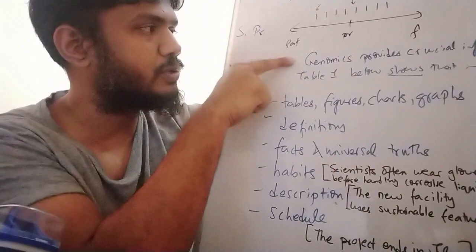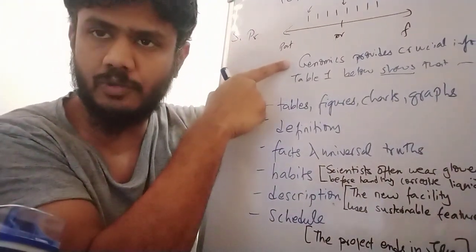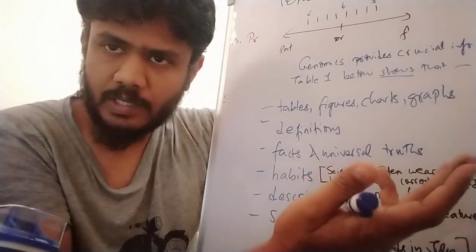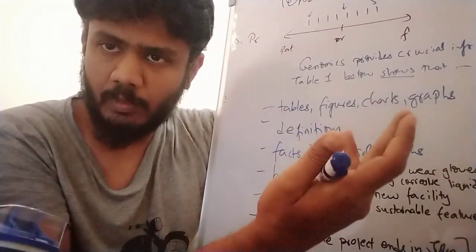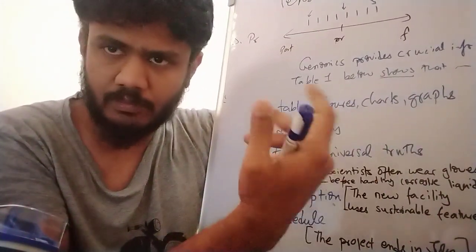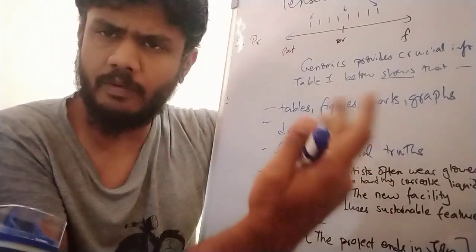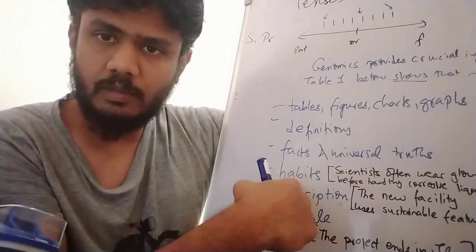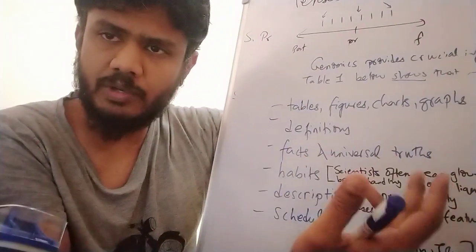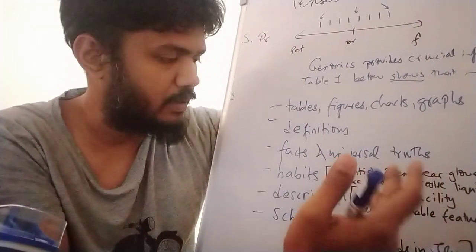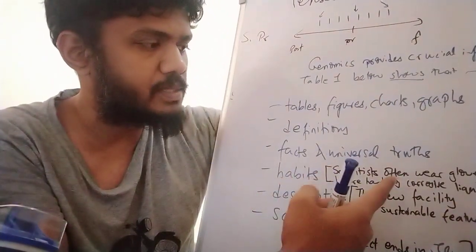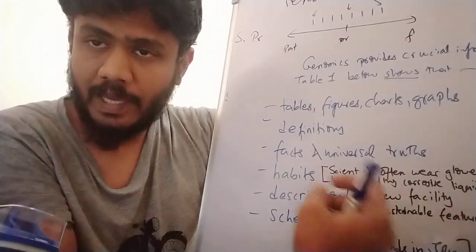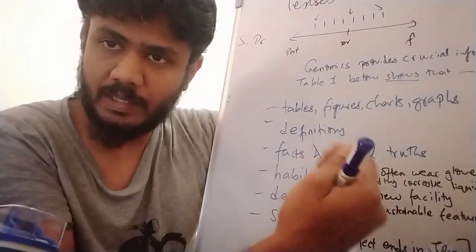Facts and universal truths, we've got this. Genomics provides crucial information about. So that's a fact, right? Water boils at 100 degrees under normal circumstances. That's a fact. You can consider it a universal truth or a fact. Right. Now, habits. What kind of habit would you write about in scientific writing? Sometimes you could write something like, scientists often wait before handling corrosive liquids. That is a habit, something that people do often.